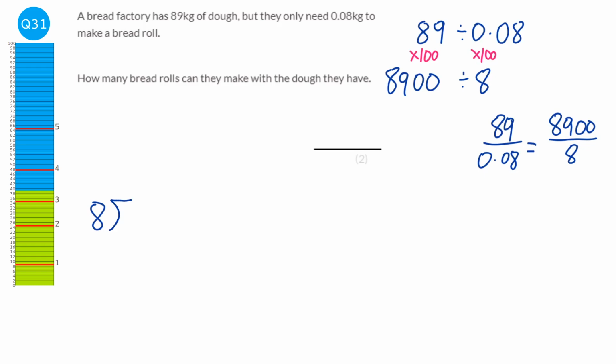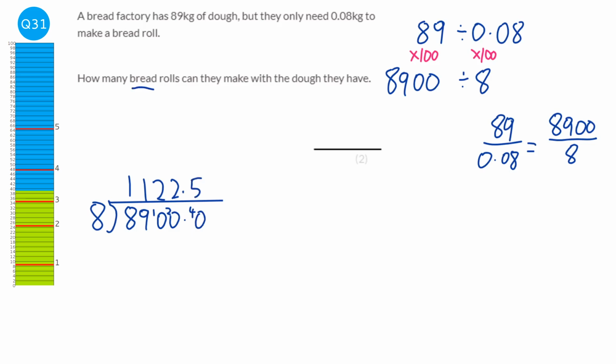So 8 on the outside. And in fact, I might use a straighter line here. There we are. And we've got 8,900 on the inside. So 8 into 8 go 1, 8 into 9 go 1, remainder 1, 8 into 10 go 2, remainder 2, and 8 into 20 go 2, remainder 4, and 8 into 40 go 5.